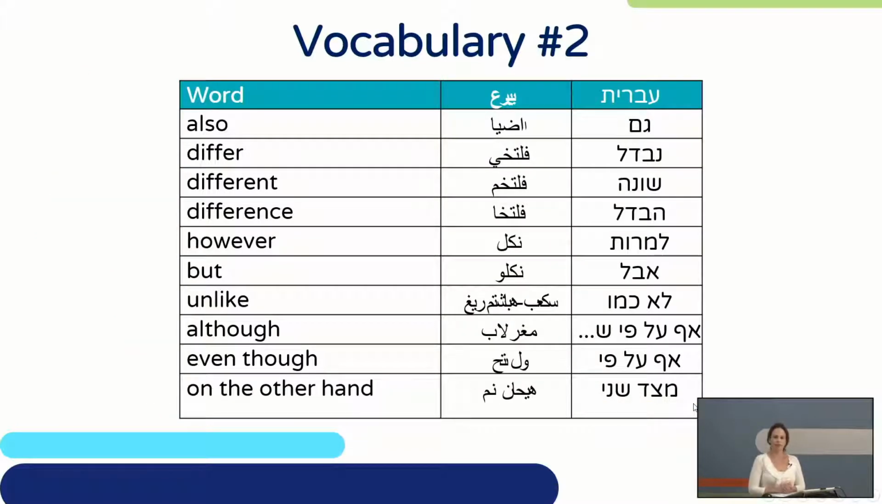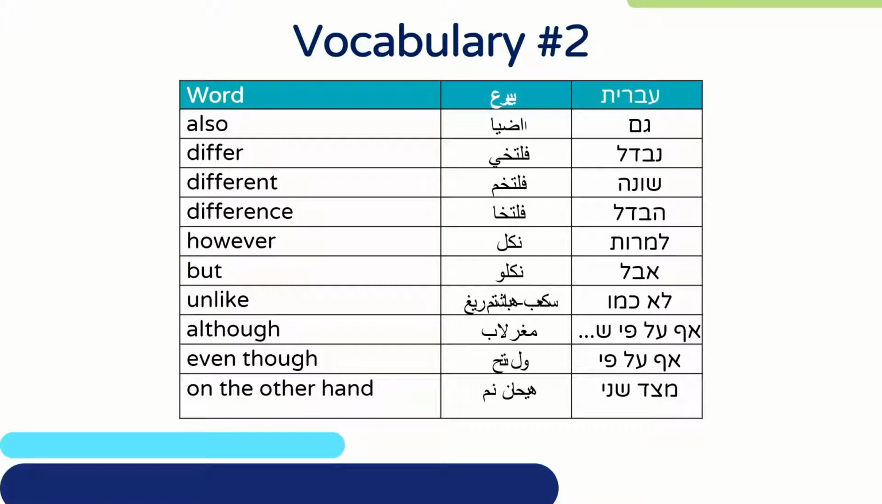Let's move on to vocabulary word list number 2. We have the word here, also. Also means גם. When I see the word also, I know I'm comparing two things or more than two things, saying why they are the same.